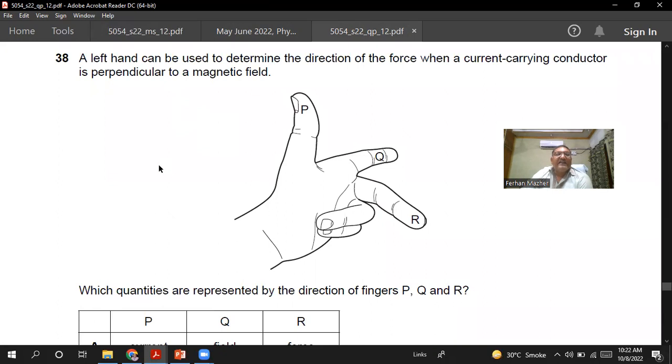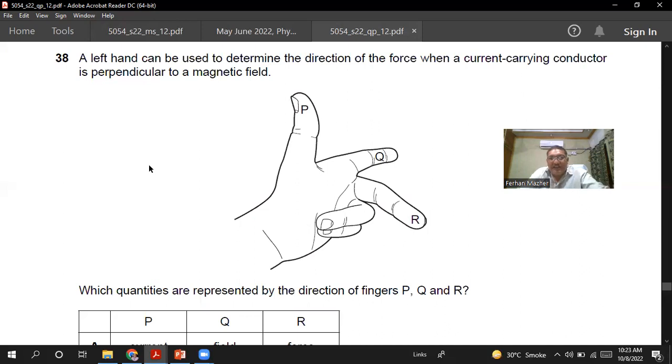Okay, next question is, left hand can be used to determine the direction of the force when a current carrying conductor is perpendicular to a magnetic field. Which quantities are represented by the direction? Okay, so this is my left hand. When I stretch the thumb, the index finger and the middle finger, mutually perpendicular to each other, you see, the thumb is the force. This index finger represents the magnetic field. And this middle finger represents the direction of the conventional current.